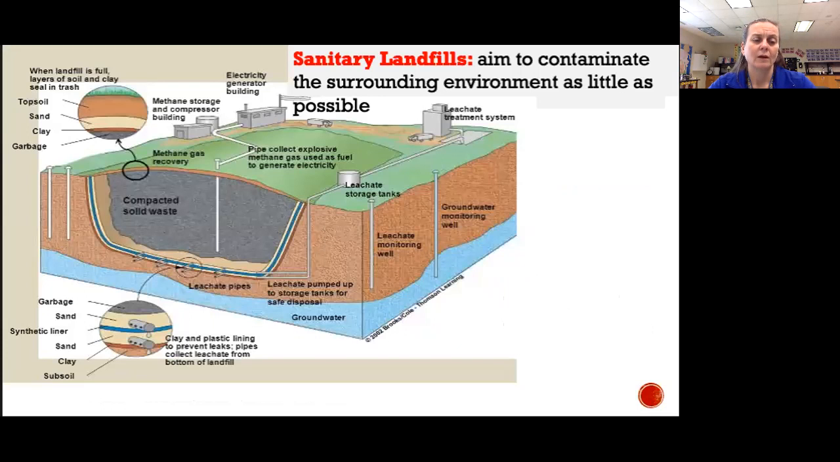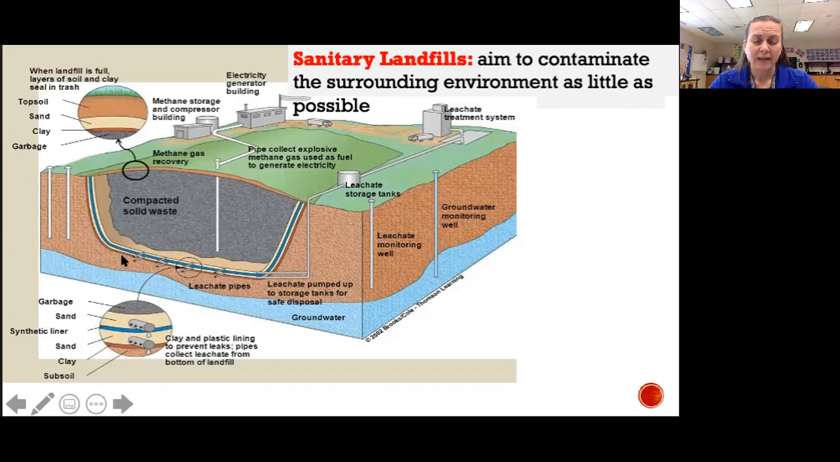Okay. So what's a landfill look like? Well, this is an image of a sanitary landfill. So a sanitary landfill, as I said, is a permitted landfill. It is designed to contaminate the surrounding environment as little as possible. So if you think back to when we learned about soil and we talked about the fact that clay is frequently used to line landfills, and that's because it doesn't allow water through easily. So a sanitary landfill is usually lined with clay, and that's this brown layer here.